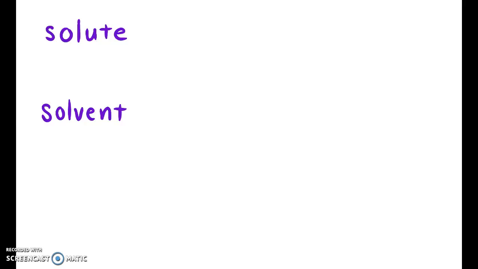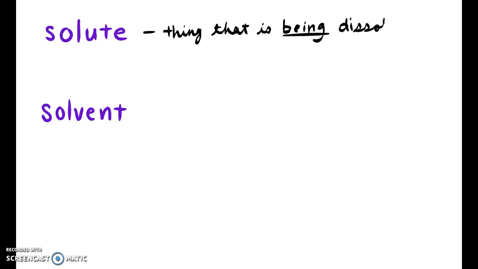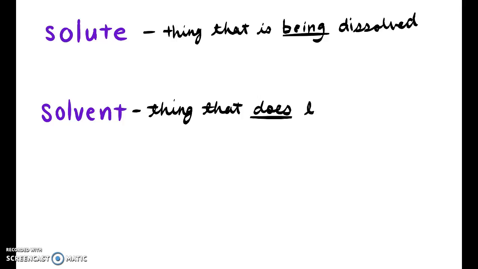What is a solute? A solute is the thing that is being dissolved. And a solvent is the thing that does the dissolving. So the solvent dissolves the solute.